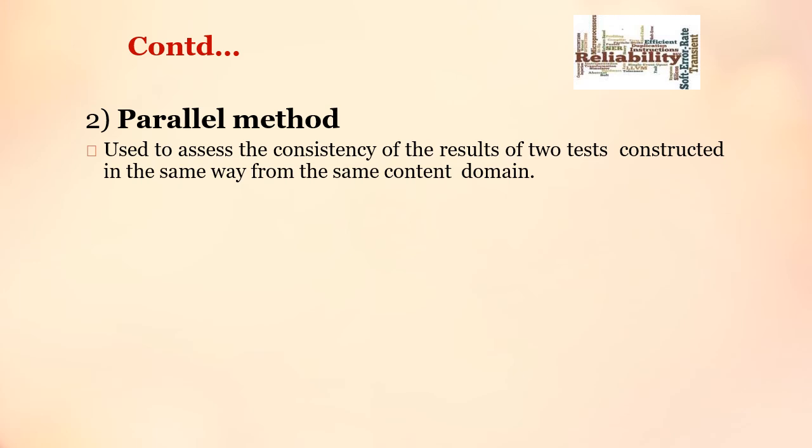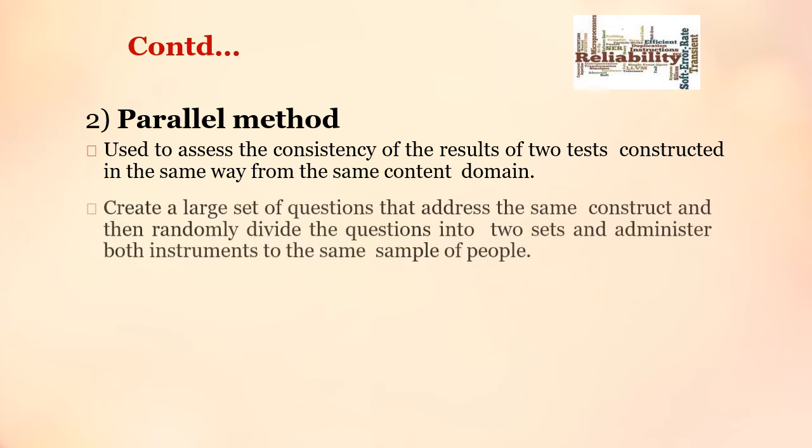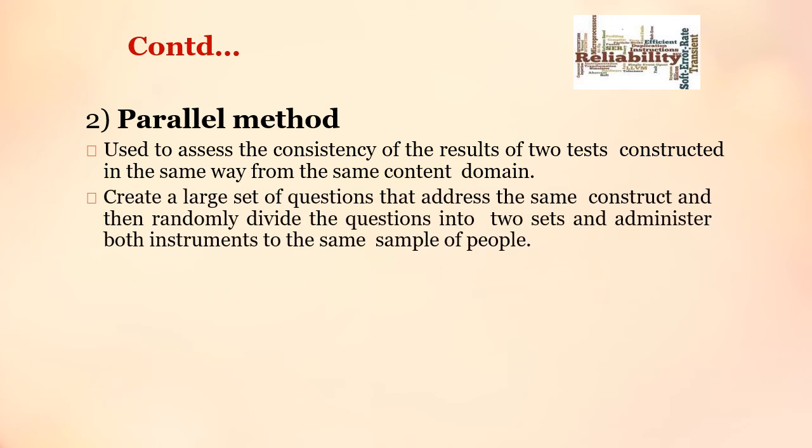Next is the parallel method. It is used to assess the consistency of the result of two tests constructed in the same way from the same content domain. So we are checking the consistency of the results of two tests, but the construction way will be the same and the content will be the same.